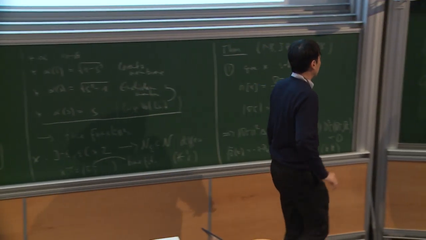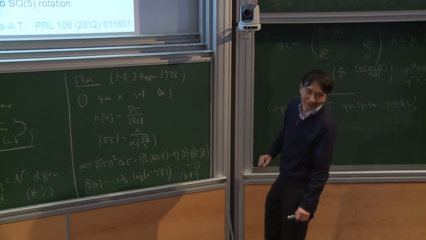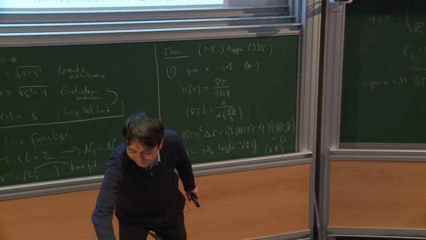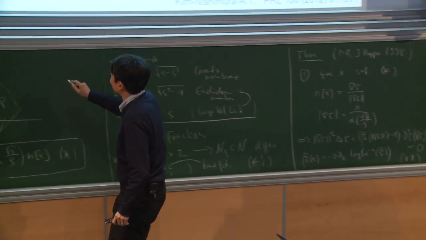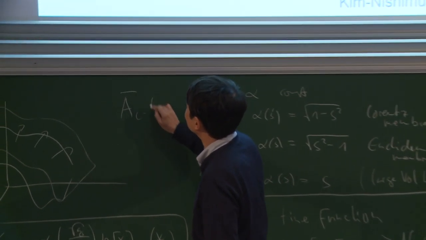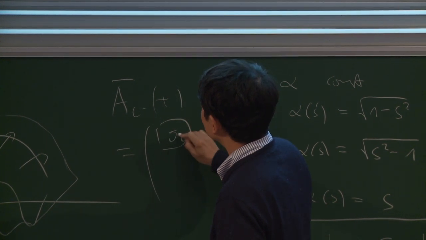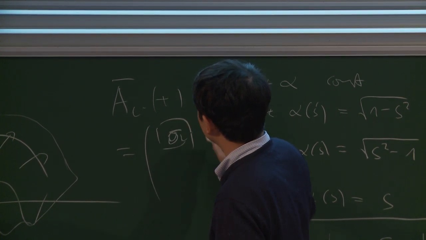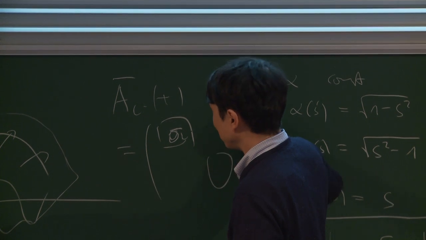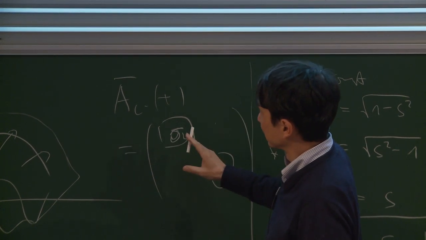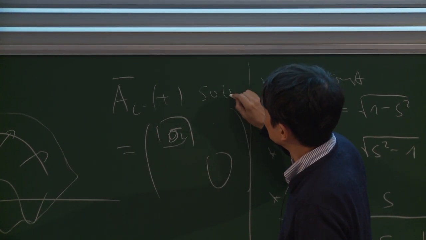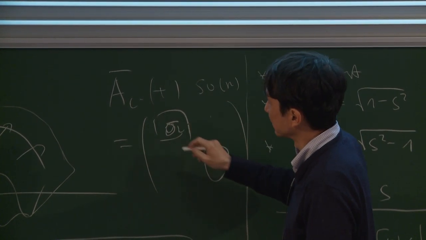Essentially it's given by AI bar, which is given by some Pauli matrices. Pauli matrix is here, and others zero, up to SU(N) symmetry.